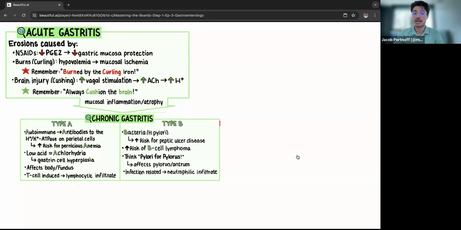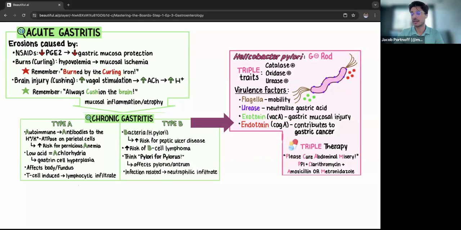pylori infection. And so I wanted to integrate H. pylori here because it's very high yield. And all of these things that you see listed here are honestly very high yield. The first is that, remember, it's catalase, oxidase, and urease positive. I remember triple traits, triple therapy, because we also use PPI, clarithromycin, and amoxicillin or metronidazole as a means of pharmacological intervention. But really here, the virulence factors is where I want you guys to pay attention to, right?